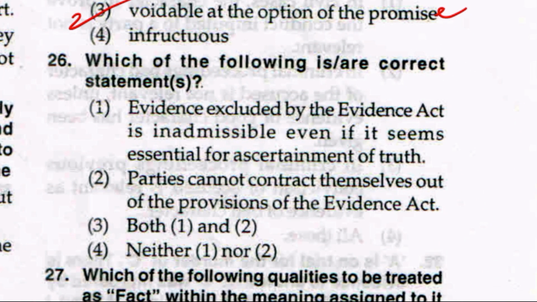Come to question number 26. Which of the following is correct statement? 1. Evidence excluded by the Evidence Act is inadmissible even if it seems essential for ascertainment of the truth. 2. Parties cannot contract themselves out of the provisions of the Evidence Act. Both 1 and 2, or neither 1 and 2. It is both: the first and second statements are true.